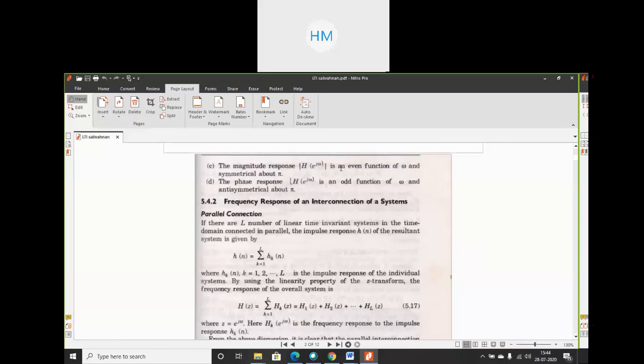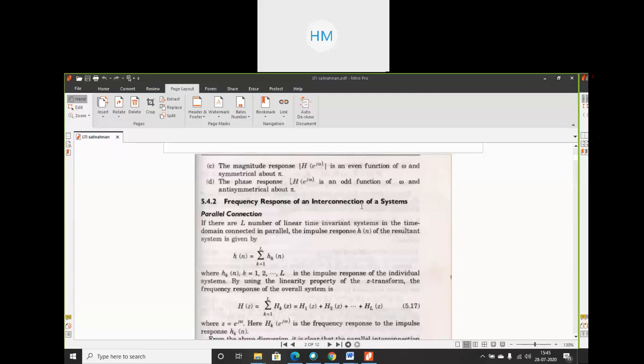Clear? So these four things you have to remember: the frequency response is in the omega domain and is a continuum in omega. Then it should be periodic in nature. Then the magnitude response should be an even function of omega and symmetrical about pi. Phase response is an odd function of omega and anti-symmetrical about pi. Clear? Any doubt? So these properties you have to remember.